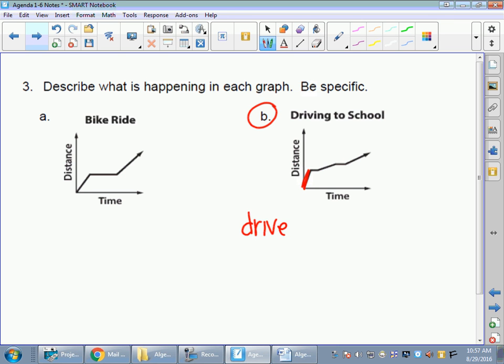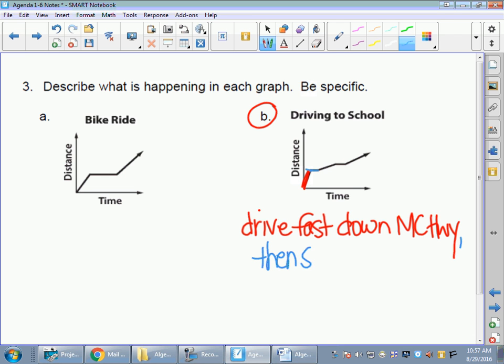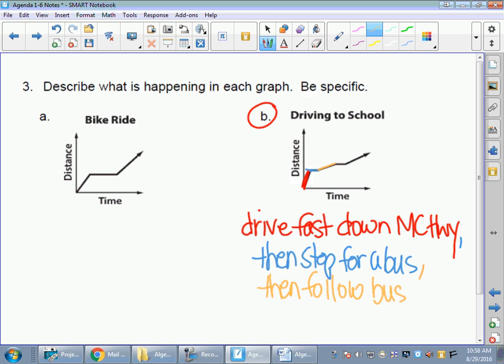we drive fast, because if we drive fast, we go further, right? Say we're driving fast down Marine City Highway, and then we have to stop because it flattens off. We're not getting any more distance during that time. Then stop for a bus. And then we maybe follow the bus. It's not going as fast. Do you see how I'm picking each part? This is the be specific part. And then we have to stop again right here.